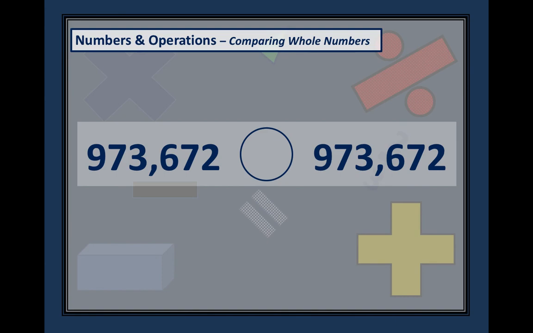In our final example, you notice that the two numbers look the same, and that's because they are. If you go through starting at the hundred thousands place and go all the way down to the ones place, you'll notice that they are exactly the same. That makes these two numbers equal to one another.